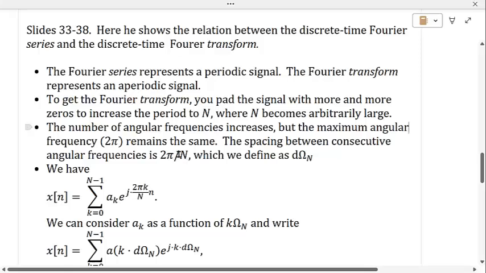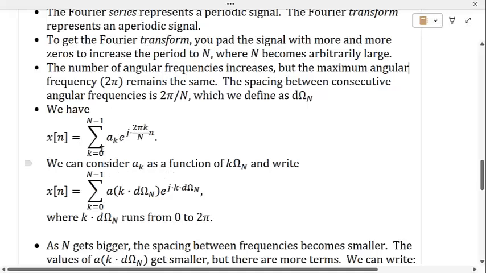Okay, so remember the Fourier expansion equation, where the signal is expressed in terms of its Fourier coefficients here. There are N terms in this sum, big N terms, and we have this complex exponential here. So now, instead of writing a sub k, I want to work towards making this a function and not just a series. So I'm going to write this a sub k as a function of k times d omega N. It really doesn't matter if I write a sub k or a of k times d omega N. This should be k times d omega N.